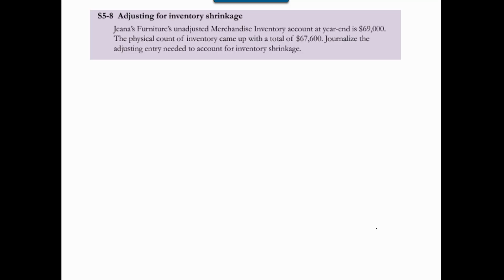So one problem here to do the inventory shrinkage adjusting entry. Gianna's Furniture has an unadjusted merchandise inventory of 69,000. The physical count came up with 67,600. Journalize the adjusting entry needed to account for the inventory shrinkage.